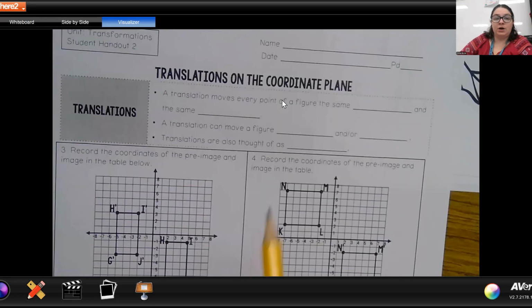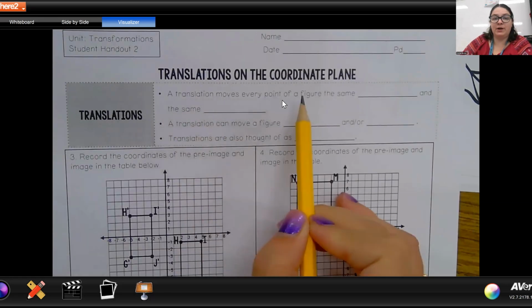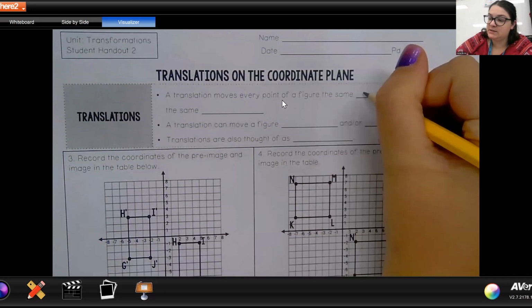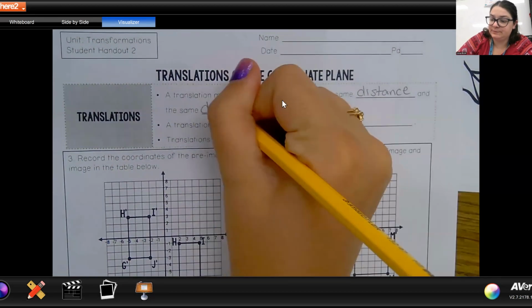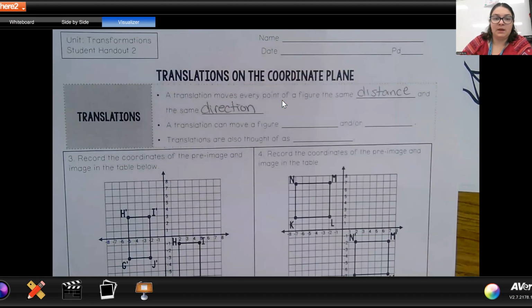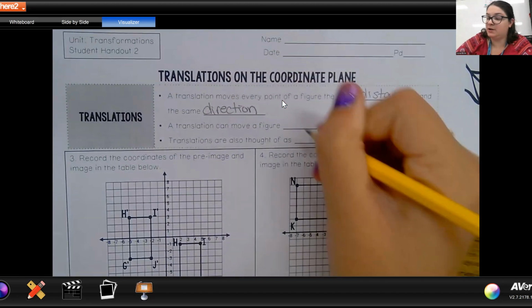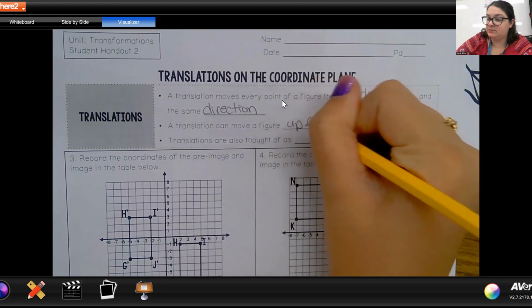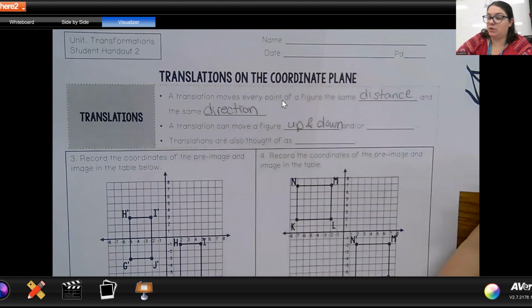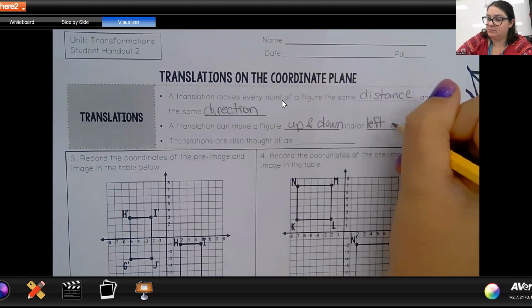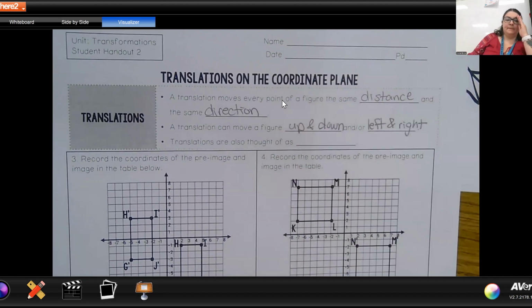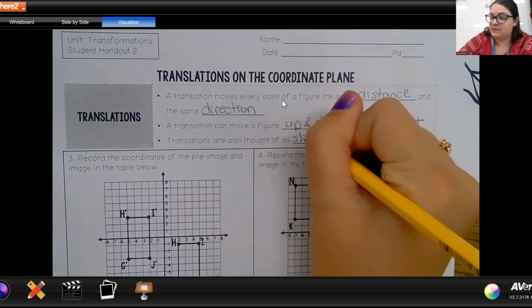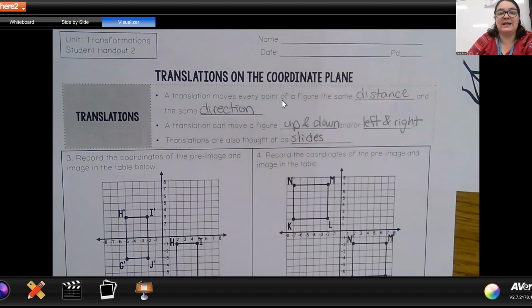So for our notes today, a translation moves every point of a figure the same distance and the same direction. A translation can move a figure up and down and/or left and right. And translations are also thought of as slides. So you're just sliding the shape.